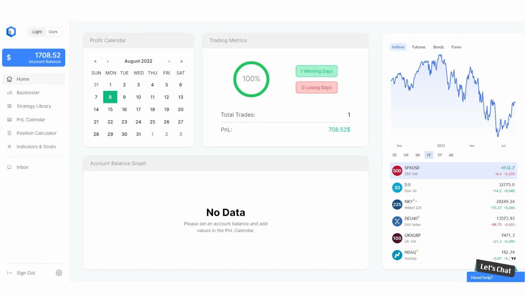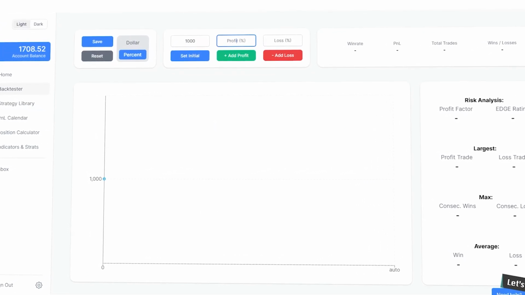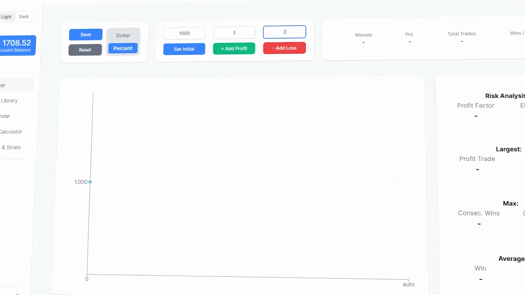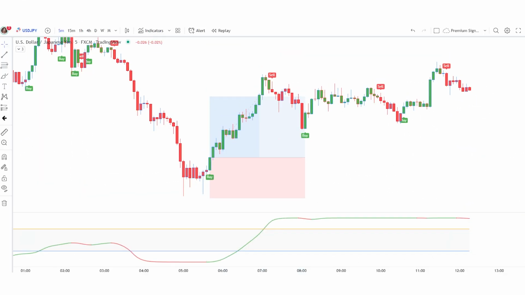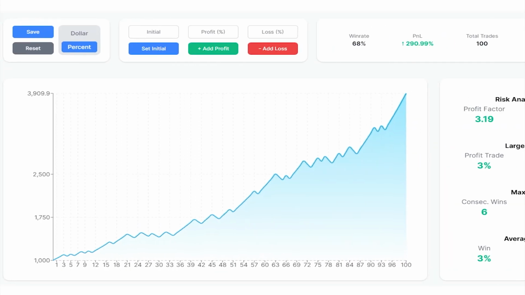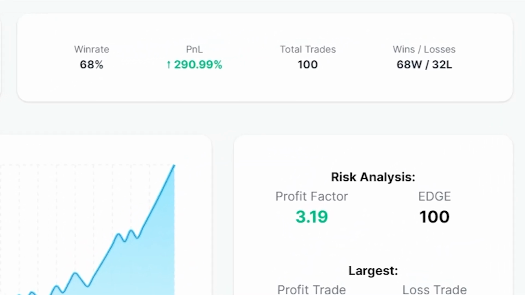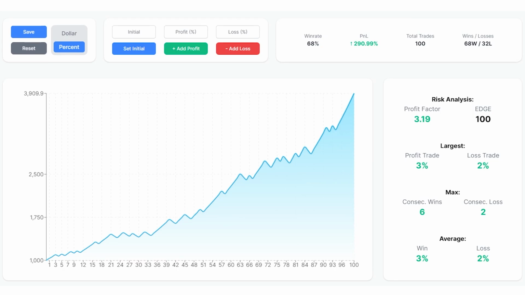So let's actually start the backtest and see whether this strategy is a hit or miss. I will set my initial account balance to $1,000 and we will be using 1 to 1.5 risk to reward ratio. Well, I'm not gonna lie, but the results are shocking. I was backtesting on USD/JPY on a 5-minute time frame, and out of 100 trades I took, 68 of them were successful, leaving us with a decent 68% win rate.